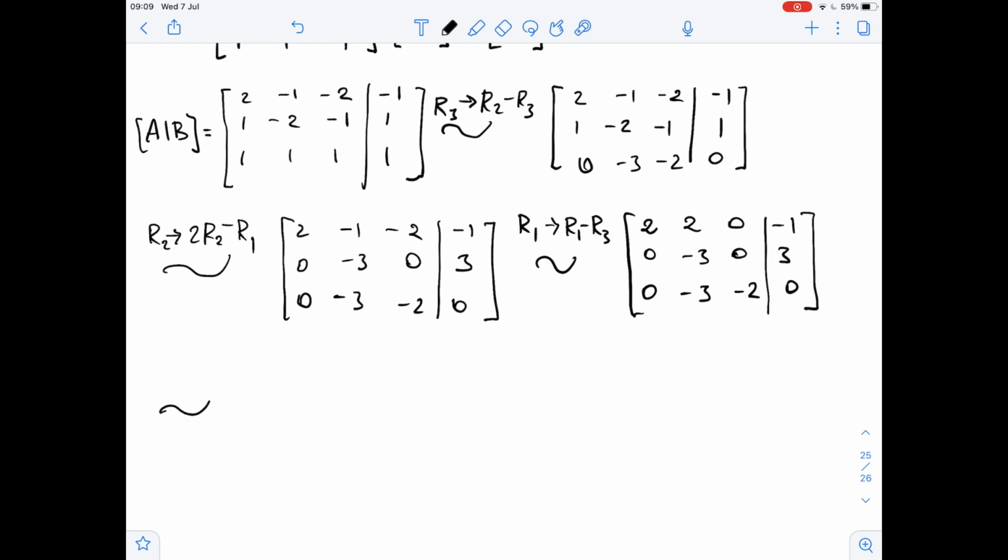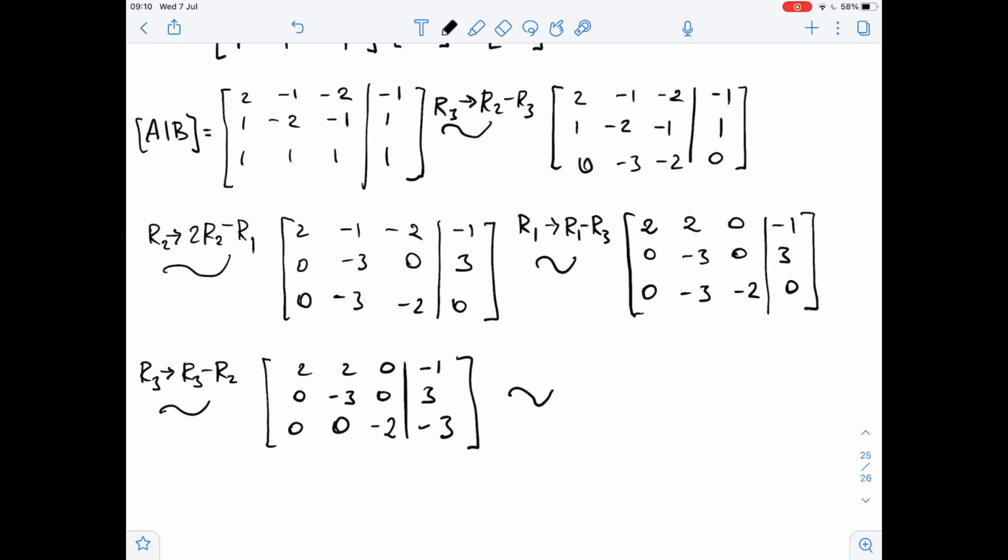Our next step is to add the second row to the third row. So row 3 becomes row 3 plus row 2. So here we have 2, 2, 0, -1, 0, -3, 0, 3, 0. Oh, sorry, we should subtract row 2 from row 3. So here will be 0, -2, -3.